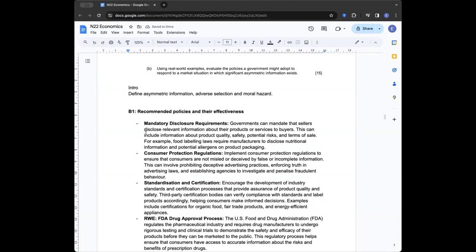First, I can talk about some recommended policies and their effectiveness. The first recommended policy is to set a mandatory disclosure requirement. Like, the government can mandate that sellers disclose relevant information about their products or services to buyers. This practice can include information about product quality, safety, potential risks, and terms of sale.